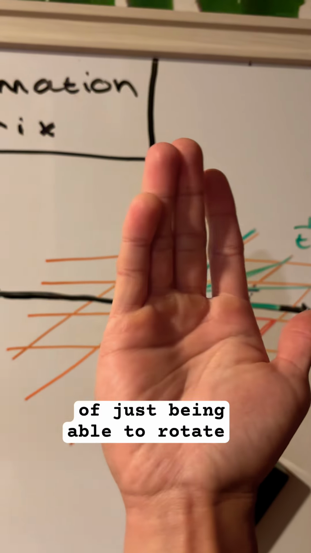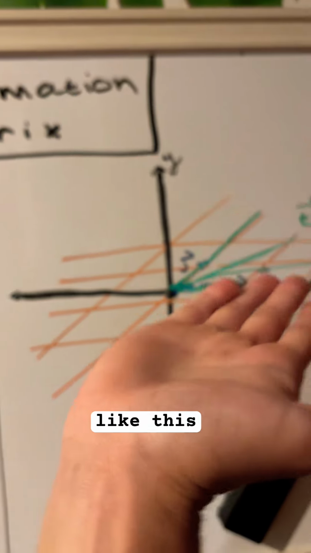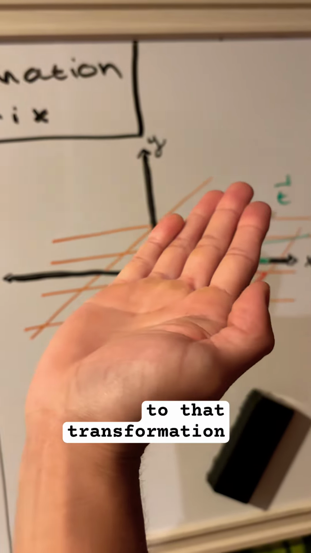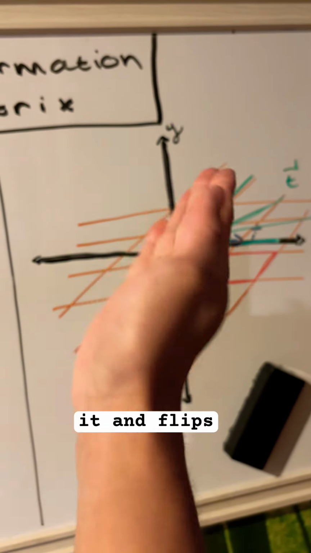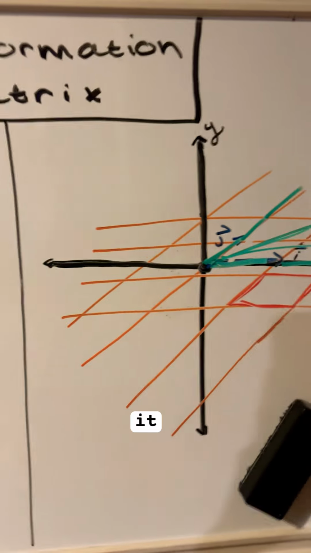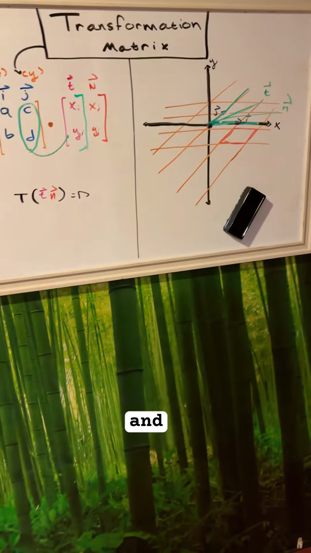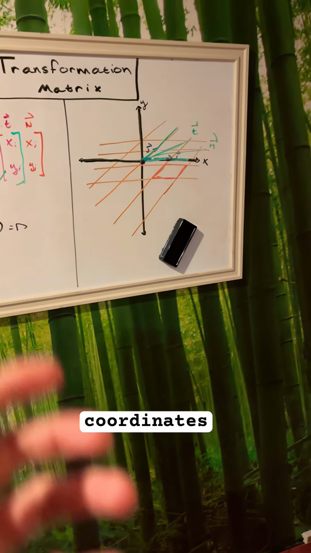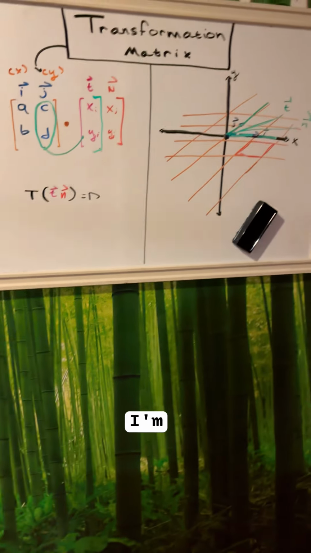Instead of just being able to rotate it, I'm just going to rotate it just this way. Now I have the plane that starts like this. And relative to that transformation matrix, I can apply the rotation matrix that then orients it and flips it in that direction. It basically allows for a more intuitive way to explain and project 3D coordinates and depth. But yeah, that's basically what I learned today, and I'm just going to keep on going.